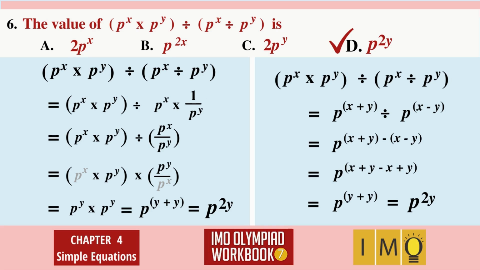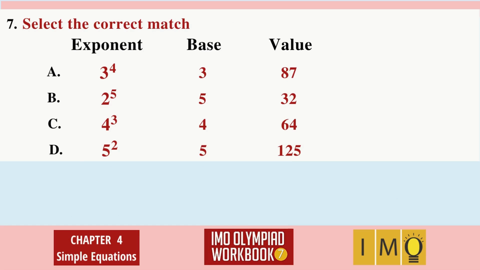With that, we move on to question number 7. Select the correct match. Here, before we find the value, it is easier for us to check the base. 3 to the power of 4 has the base of 3. 2 to the power of 5 has a base of 2. But the option tells us that the base is 5, which means option B cannot be correct. So let's rule it out.